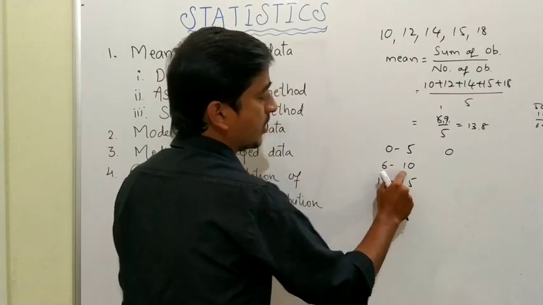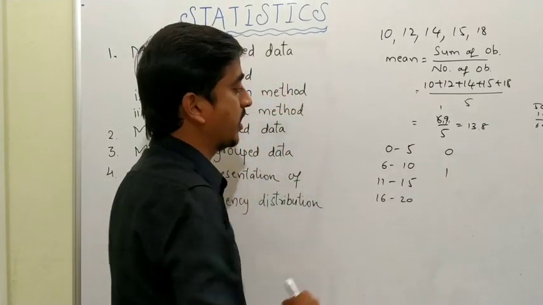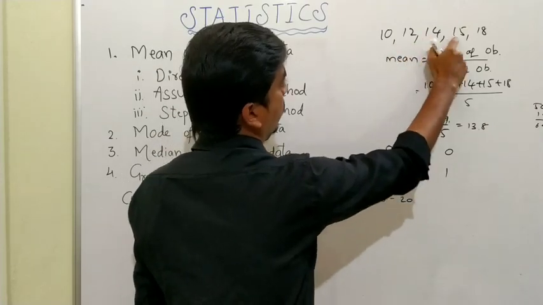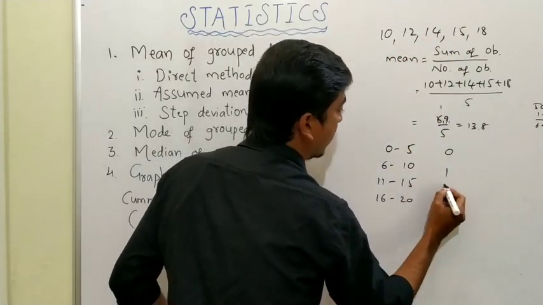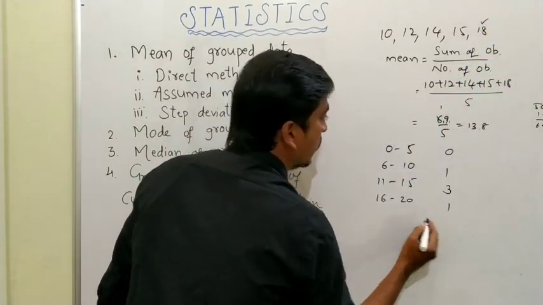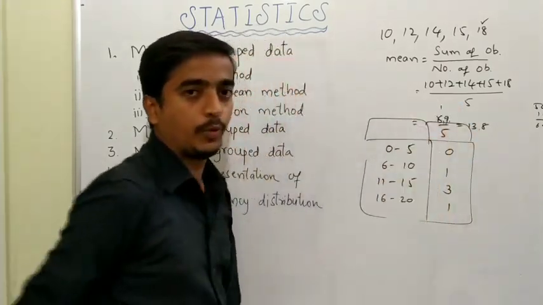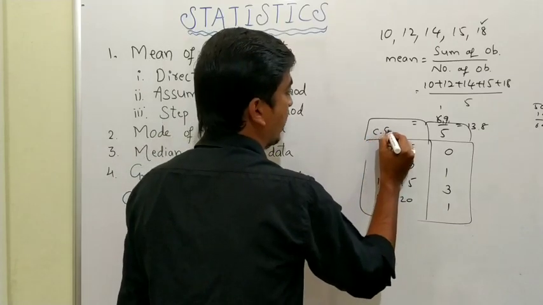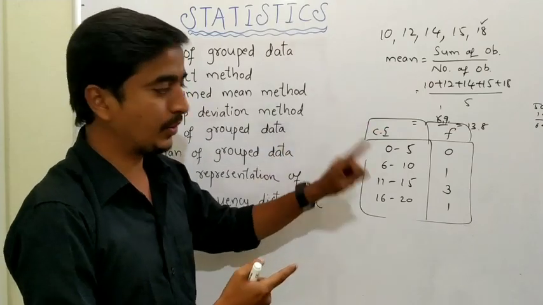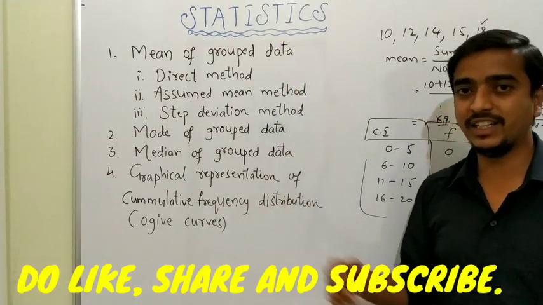Next, how many students got 6 to 10 marks? Here only 10 is there, so one student got between 6 to 10 marks. Next, 11 to 15: here we can take 12, 14, 15, so 3 students got marks here. Then 16 to 20: only one student, 18 marks. So this is called grouped data. Here these are the class intervals and these are the frequencies. So the ungrouped data is changed into grouped data. These types of problems we can solve in this chapter.